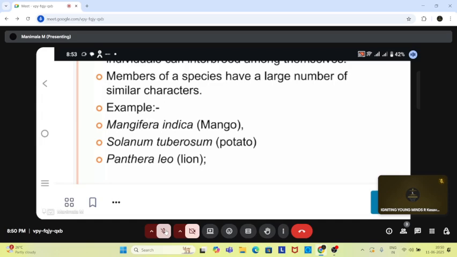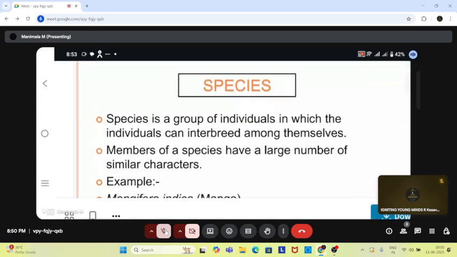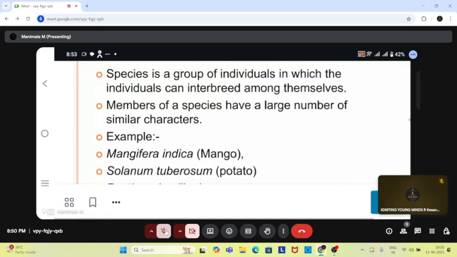Okay, so the fundamental unit in taxonomy is what? Species. What is the fundamental unit in taxonomy? Species. Okay, what is a species now? A grouping of individuals in which individuals can interbreed among themselves. So they are able to breed among themselves. It is called a species. Okay, so members of a species have a large number of similar characters.